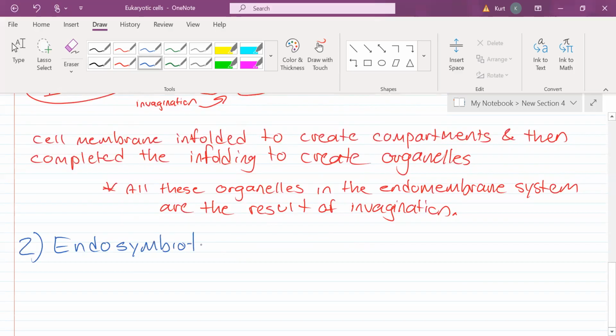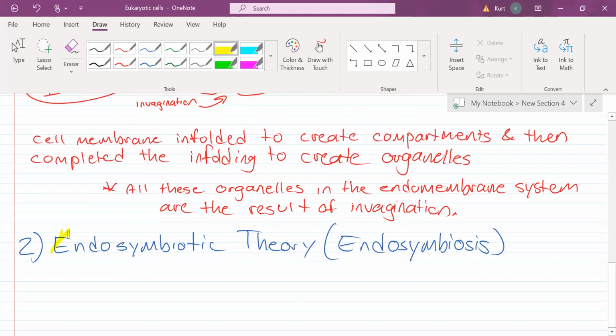Endosymbiotic theory. This one's a big one, or we can just call it endosymbiosis. If you look at the words, you have several Latin affixes here. You have endo, which means within. You have sym, which means together. And you have bio, which means life. So this is basically life living within, or life together within.